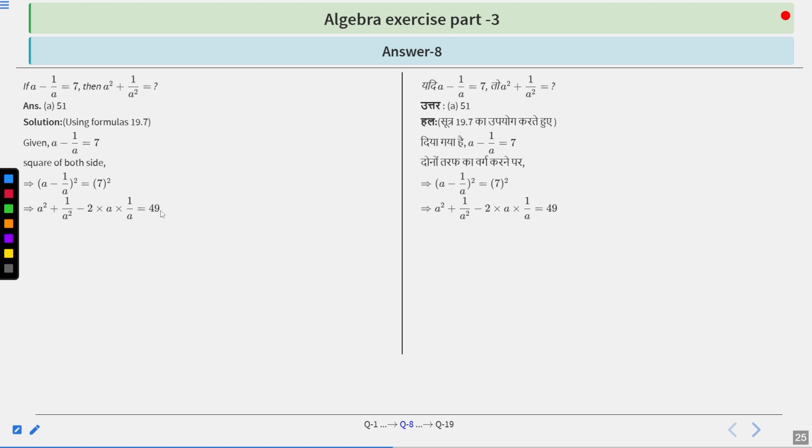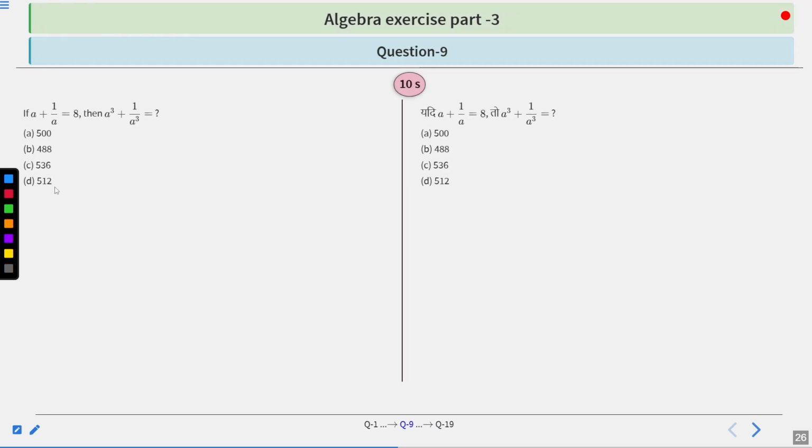7 square is 49. Therefore, from here a square plus 1 upon a square minus 2, because a will cancel out this a, so we get only minus 2 here. That is equal to 49. So if a square plus 1 upon a square minus 2 equal to 49, then a square plus 1 upon a square is going to be equal to 49 plus 2, that is 51. Thus option number A, 51, is the correct answer.